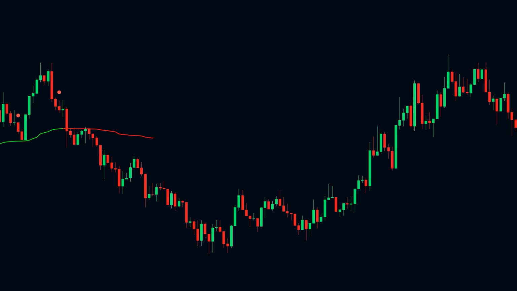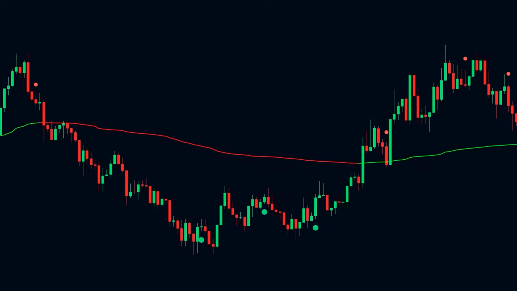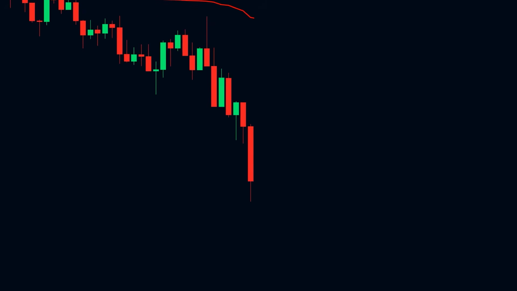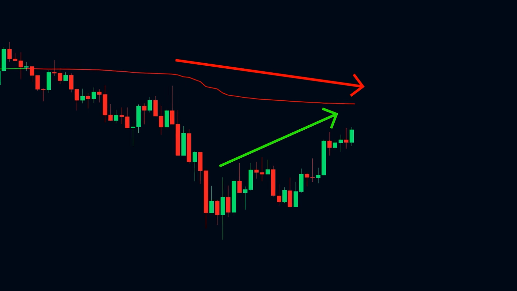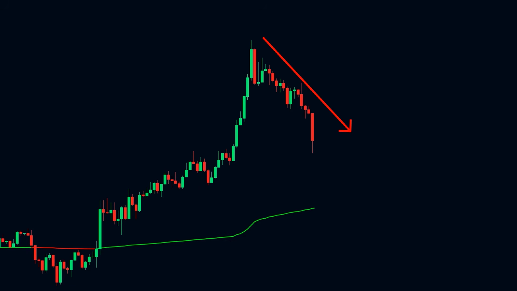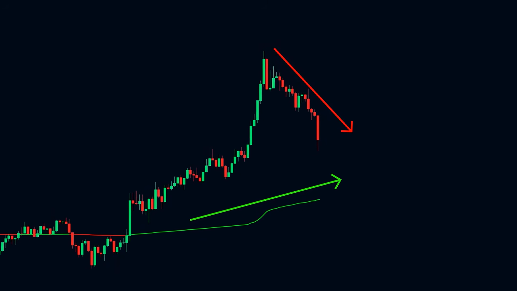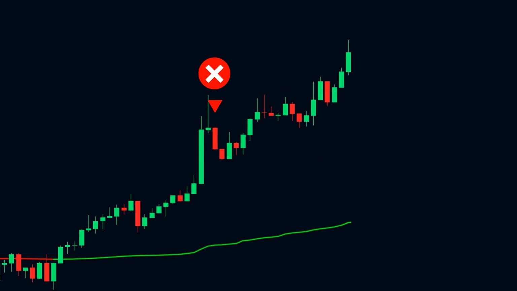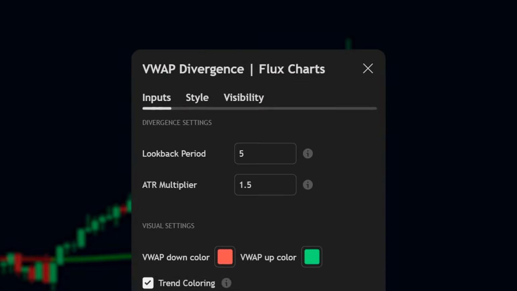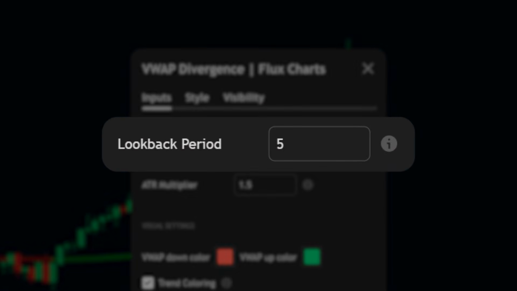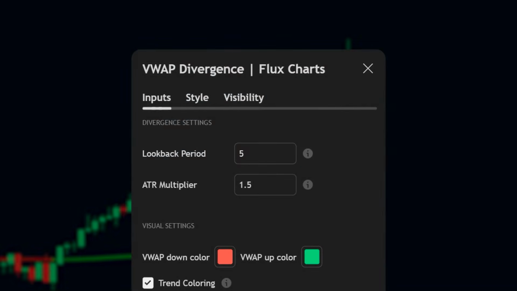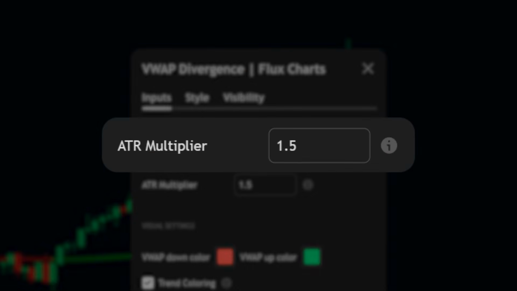The VWAP divergence indicator is built to spot these divergences, but it does a lot more behind the scenes than just comparing two lines. It starts by detecting directional disagreement. Is price pushing up while the VWAP is sloping down, or is price selling off while the VWAP is starting to rise? That's the first sign of divergence, but on its own, it's not enough. To avoid false signals, the indicator applies several filters. It measures how far price has moved over a set number of candles, the default is 5, and checks if that move is strong enough using the ATR, or average true range.